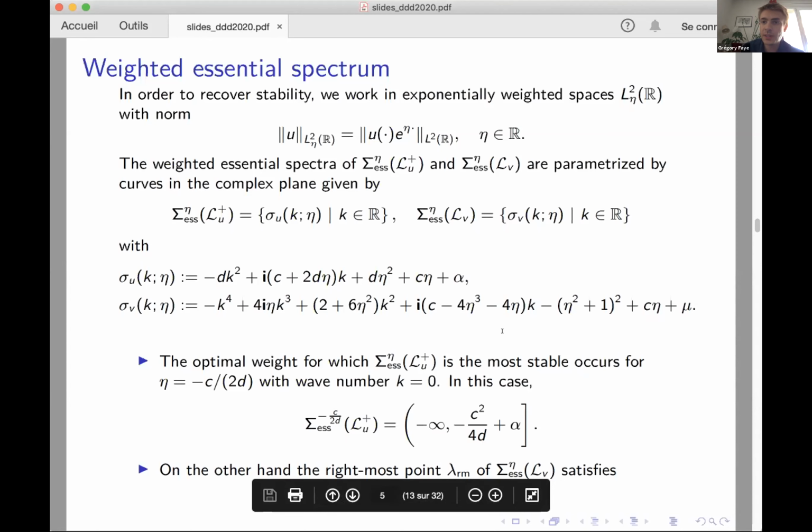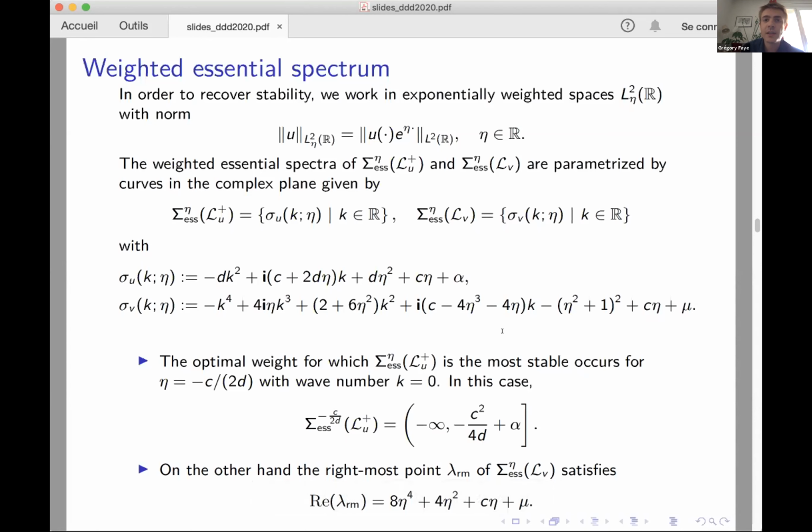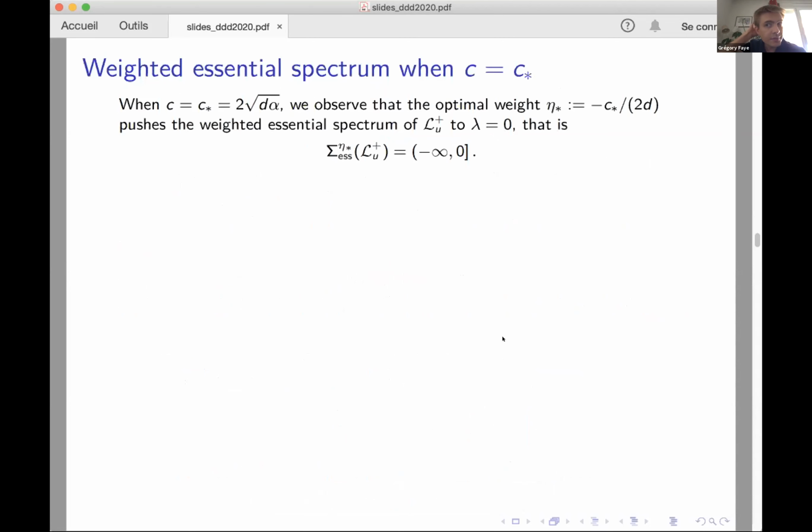So what can we infer from that? Very easily, if we come back to our main problem, we want to study the critical front, meaning that c is not any value, it's precisely c star, 2 times the square root of D alpha. We directly get that we need the optimal weight corresponding to it, minus c star over 2D, which I denote eta star here. And it's a trivial computation to check that in that case, the weighted essential spectrum is just the negative half line.